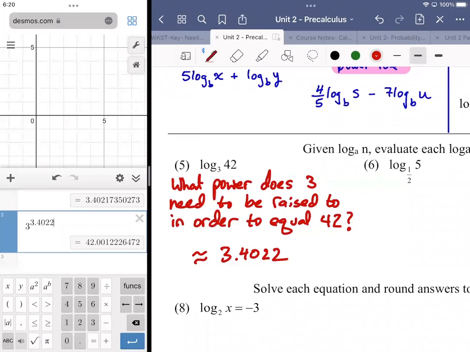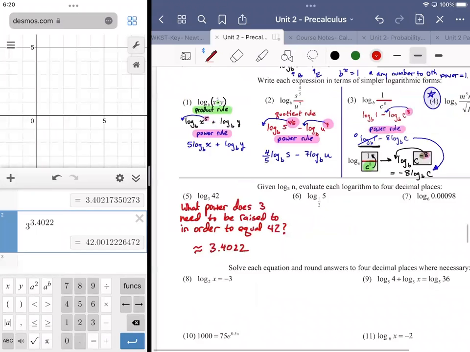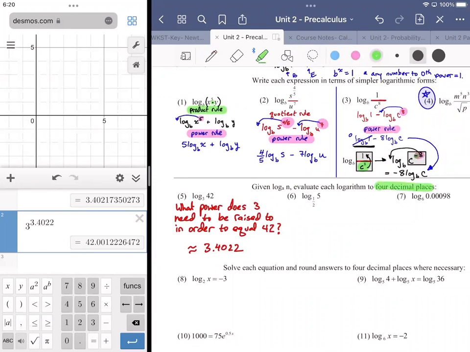But alternatively, it's just to 4 decimal places. So even if they said you can't use a calculator, you'd look at it and say, well, I don't know how to do this. When you're giving me these rounding instructions, 4 decimal places, am I supposed to guess that? It's not practical.